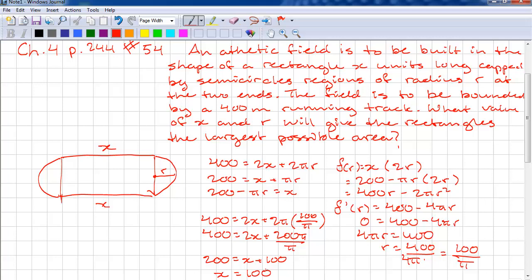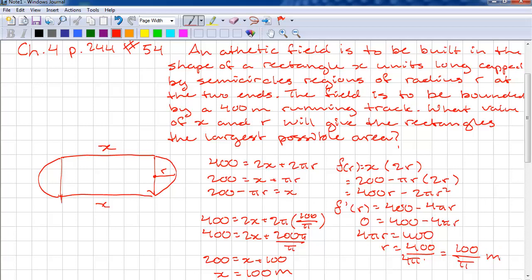So the question asks, what are the values of x and r that will give the rectangle the largest possible area? So these are the values: 100 meters for x and 100 over pi meters for r.